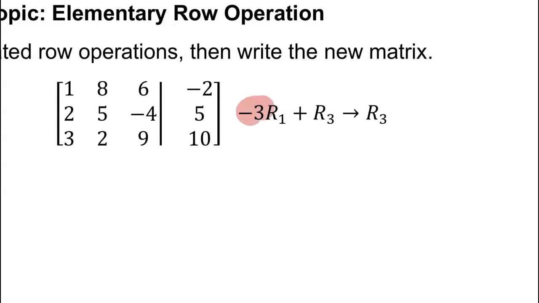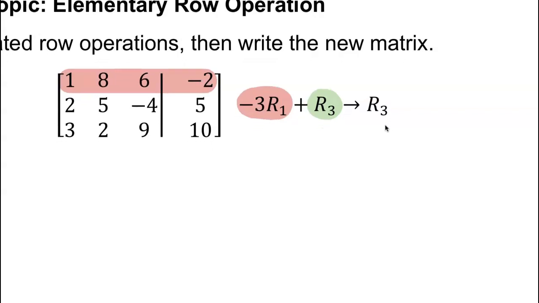multiply row 1 by -3. So that's what that -3R1 is. And then after that, we will add that to row 3. And that's how we will create the new row 3. So let's start by multiplying everything in the first row by -3.